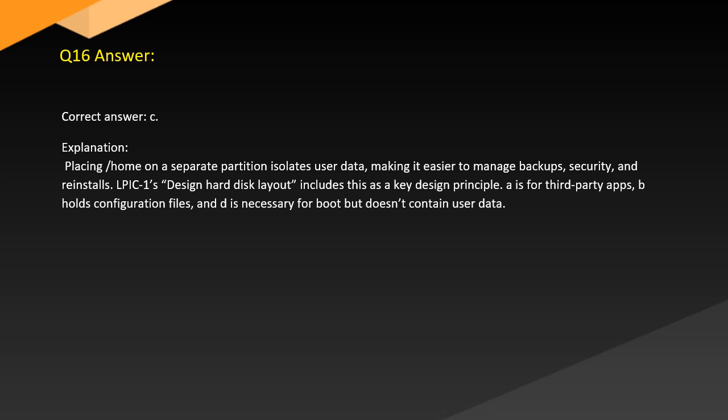Answer. Correct answer: C. Explanation. Placing /home on a separate partition isolates user data, making it easier to manage backups, security, and reinstalls. LPIC 1's design hard disk layout includes this as a key design principle. A is for third-party apps, B holds configuration files, and D is necessary for boot but doesn't contain user data.